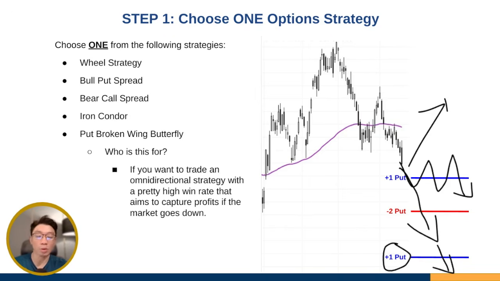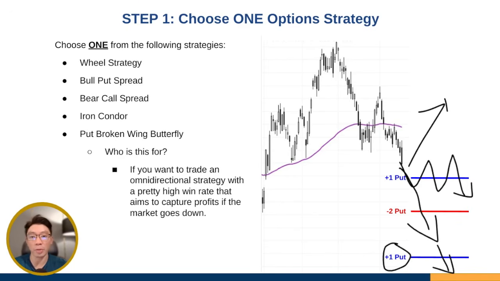So remember, there are no strategies that you're going to get like 100% win rate, at least not inside these income strategies where you're just trading options, but it's a pretty high win rate. So if you want an omnidirectional strategy with a pretty high win rate that aims to capture profits if the market goes down, then the put broken wing butterfly is for you.